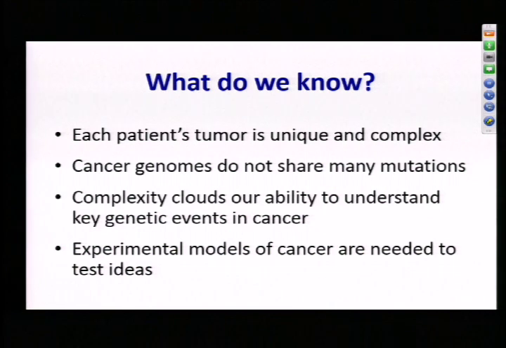So what do we know right now from the current genome sequencing that's been done? We know that each patient's tumor is unique and complex. We know that cancer genomes do not share many mutations. So that example of the BRAF mutation found in 50 to 60% of melanomas actually is an exception. It's not the rule. Most driver mutations are found in 3 to 5% of tumors of a particular type, so they're rare. They're certainly associated or have been verified to be driver mutations, but they're not common.